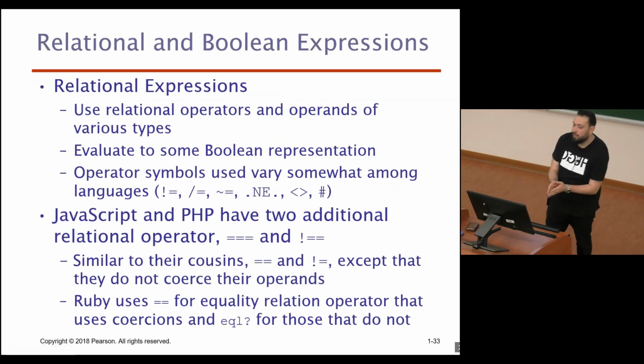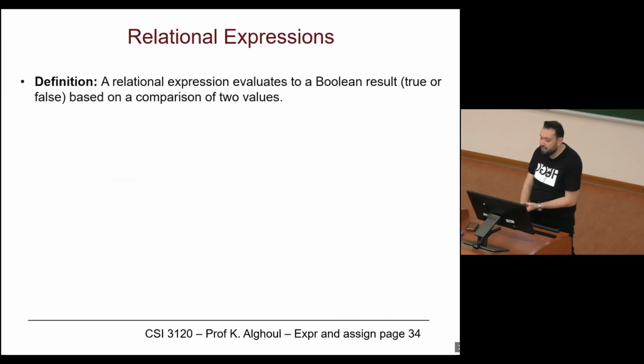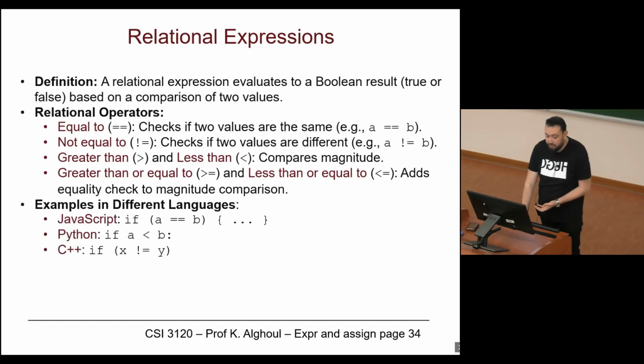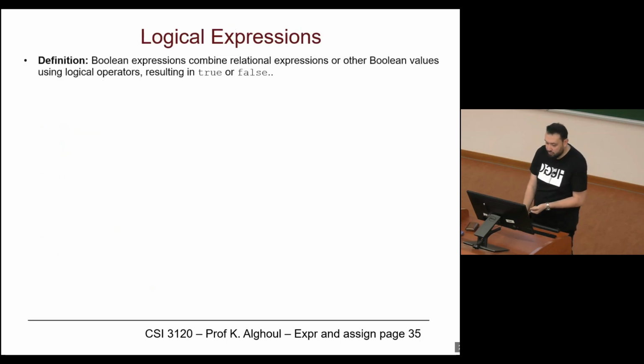Now, very quickly, I'm going to go through the Boolean expressions and the assignment because these are very clear. Of course, you know what relational expressions are, right? They're like greater than, equal to, not equal to, all of these things. They are also dealt with. And then examples, very clear stuff. Common use: frequently used in control structures. That means it's very important for us to use these mostly in if statements to make decisions.